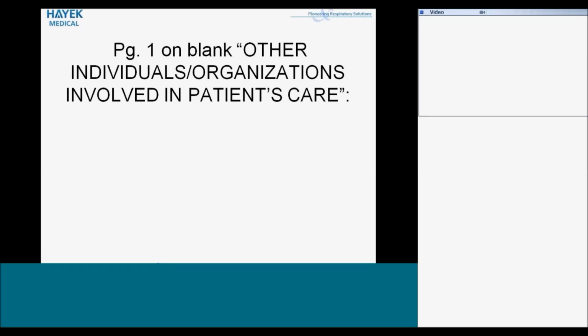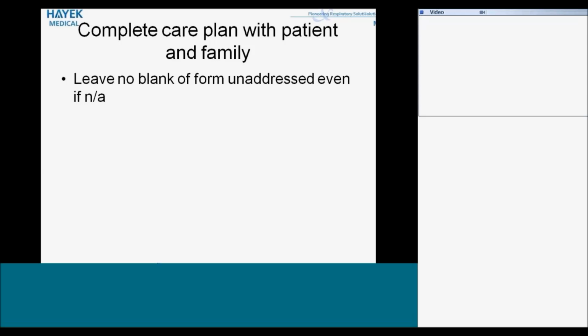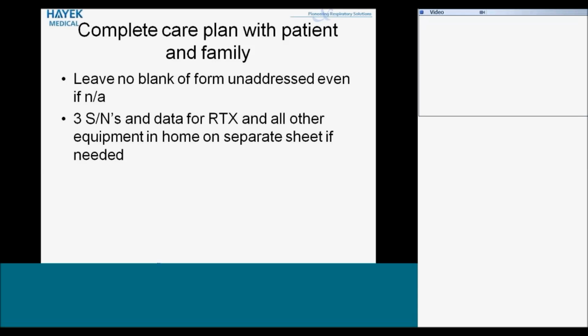On the blank, other individuals and organizations involved in patient care, we want a complete list of all entities that are helping in the care of this patient, nursing services, DME providers, in case that we have coordination of care issues with this patient. We know who the other care providers are. Okay, then you'll complete the care plan for the patient and family, leaving no blank unaddressed. You're going to get the 3 serial numbers and data for the Hayek, and we'll talk about that in a little bit, and other equipment that's in the home on a separate sheet of paper if needed.